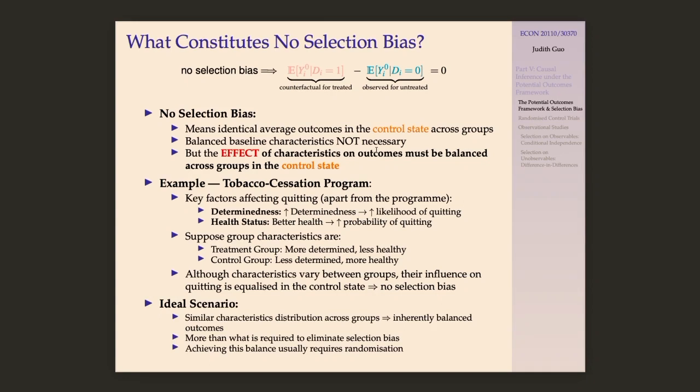However, this is more than what is required to achieve no selection bias, and typically, a similar characteristic distribution across groups can only be achieved via randomization, which can only happen in controlled experiments. But in observational studies, it's really hard to achieve randomization. So typically, we won't be able to see similar characteristics across groups, but at best, we hope that we'll be able to see similar effects of the characteristics across groups.